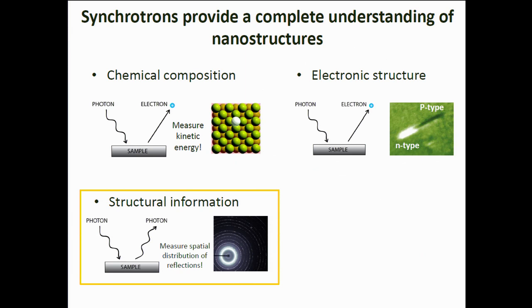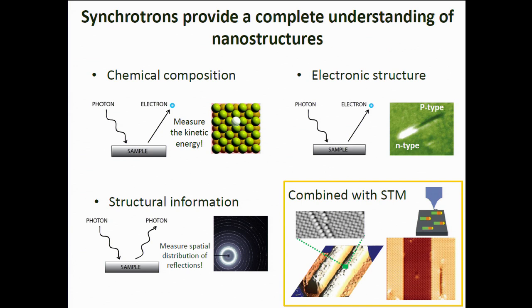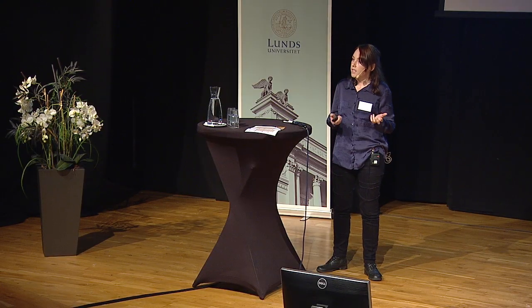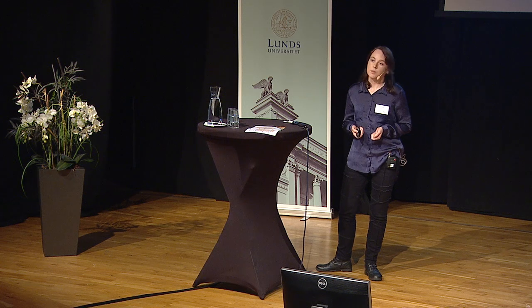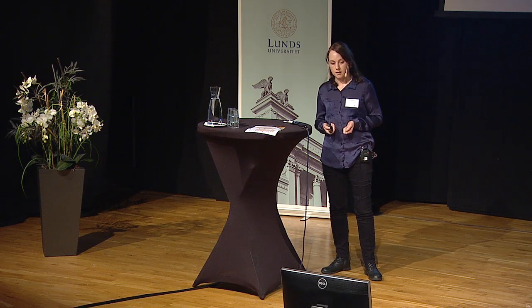One other technique is to directly look at the structural information of the nanostructures via a light-in, light-out process, via diffraction or scattering techniques. What we can do at the NMC is also combine all of these different experiments with some scanning probe microscopy techniques that we perform at Lund University, and we can really build up an atomic scale picture of the sample and look at the defects on the surface or what kinds of surfaces you have on your nanostructures.